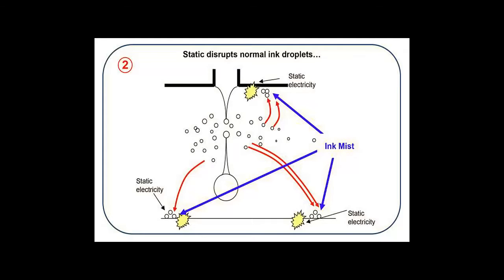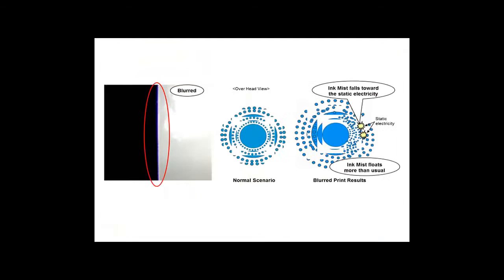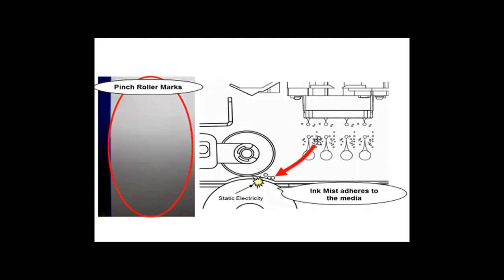Static can cause mist to scatter away from the actual ink drop when it is attracted to locations of static on the media, causing the print to become blurred or irregular. Mist can even get pulled in under the pinch rollers, creating pinch roller marks.